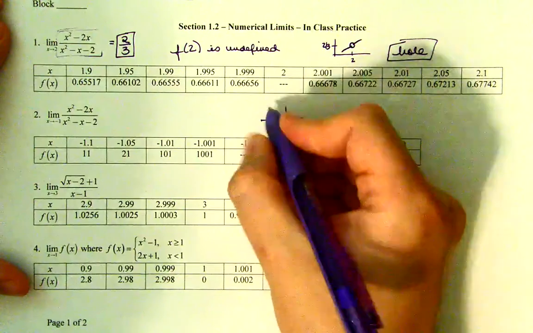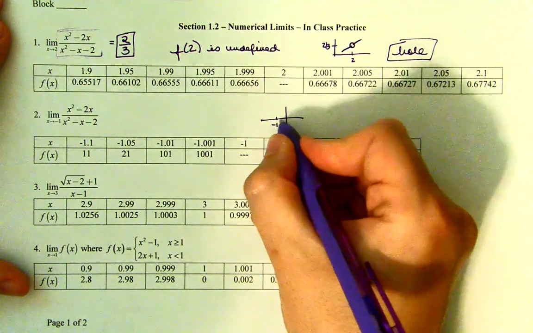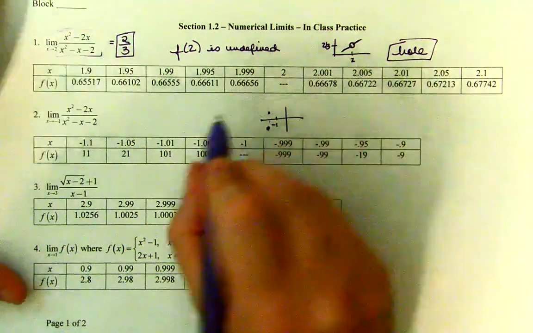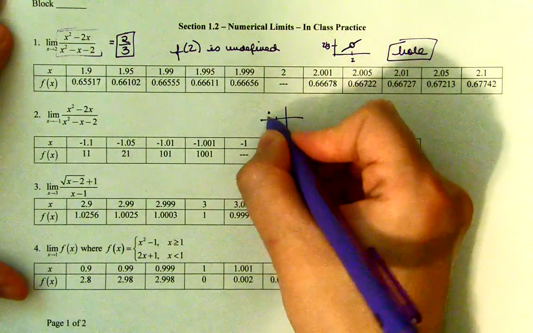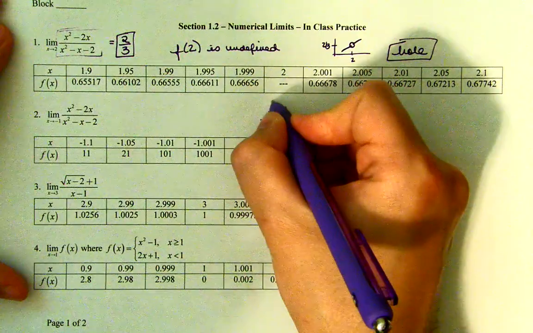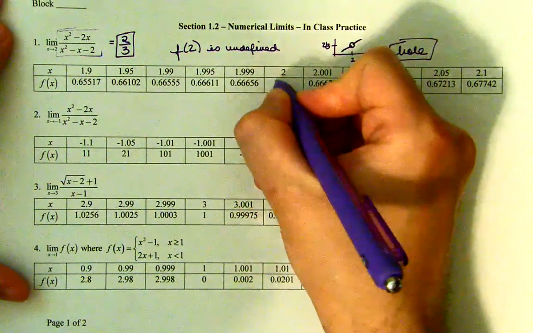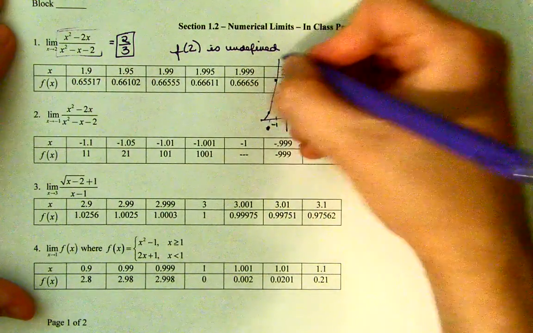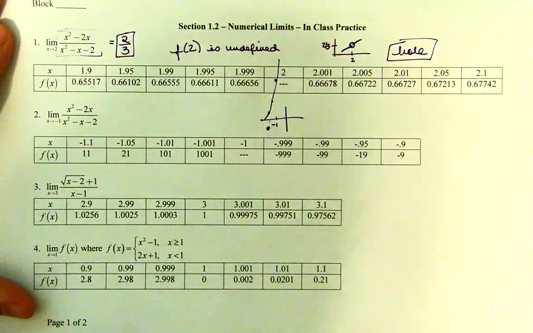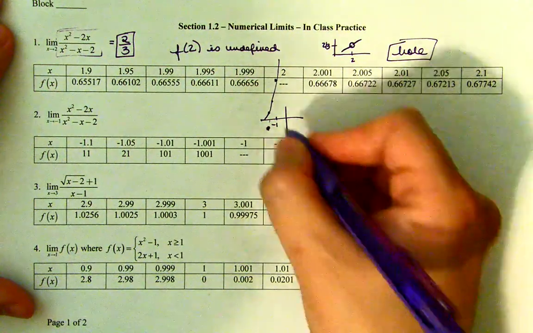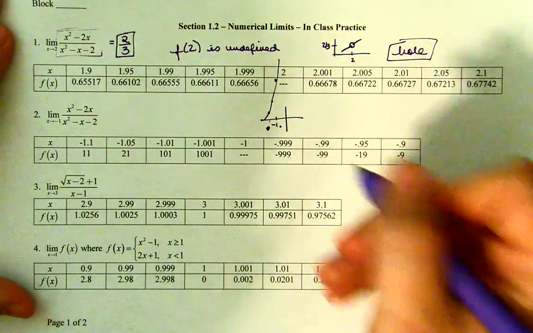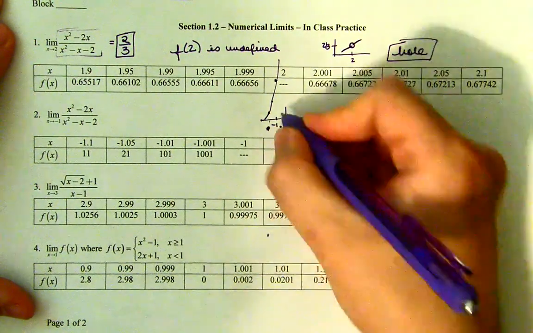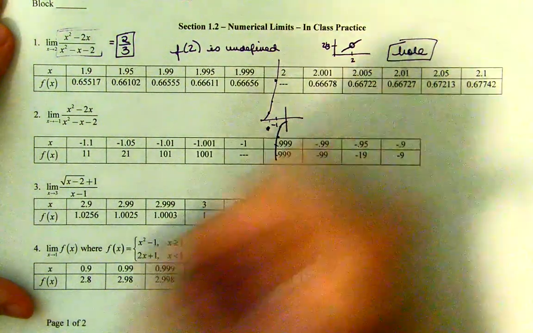So let's see if I can graph what's happening here. When you're a little over there, you're at 11. And then over at -1.05, we're at 21, so like that. Then 101, like that. Then 1001, way off the screen. It's going way up really fast. Coming from the right, I'm going to start at about -9, and then jump down to -19, -99, -999. Going down really fast.